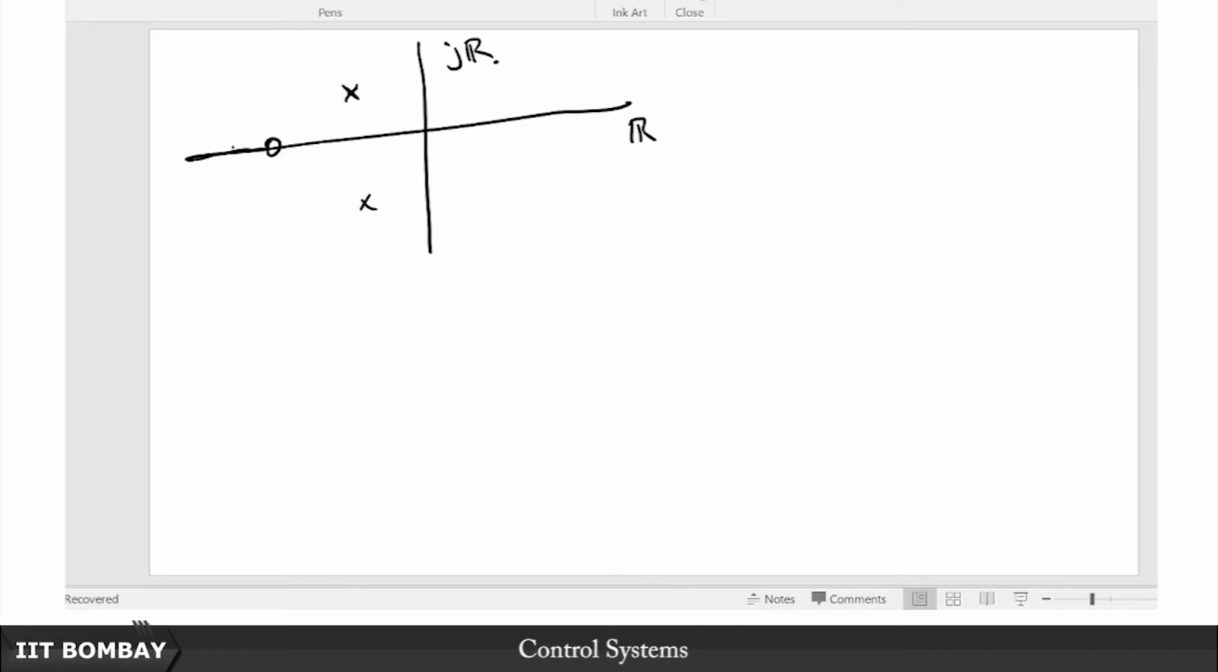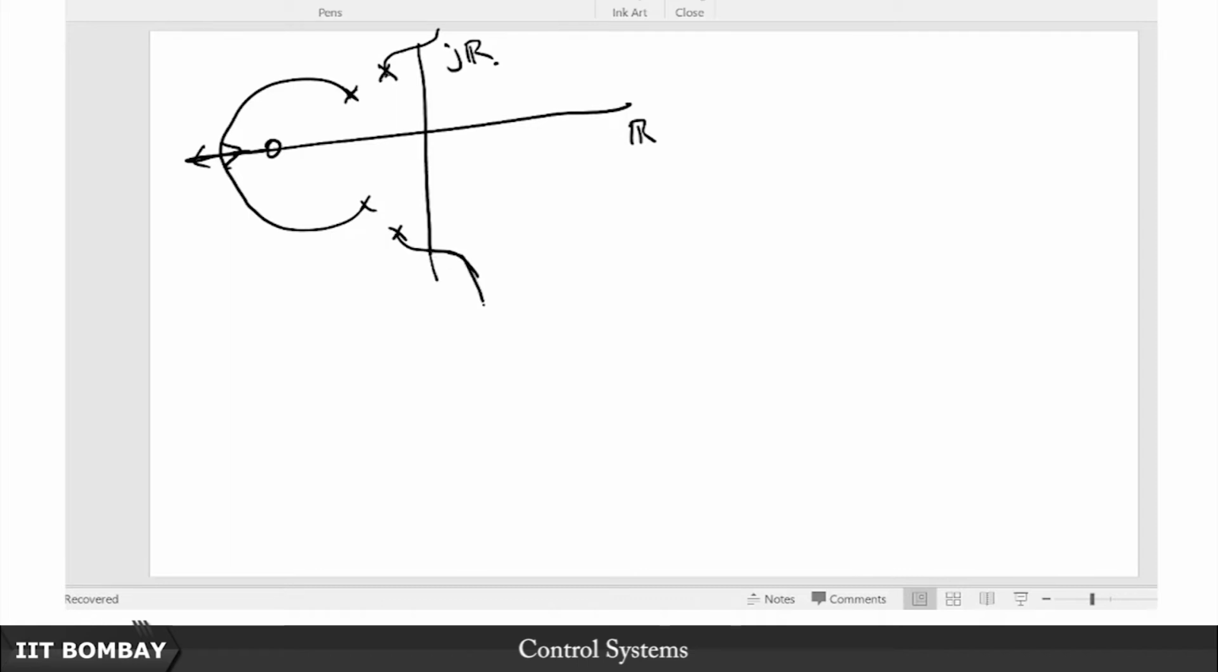So, we know that there is this asymptote, so maybe it goes like this, something like this, and well, I do not know, maybe we have another pair of poles here. So, suppose the centroid is such that these two fellows cross over like this.